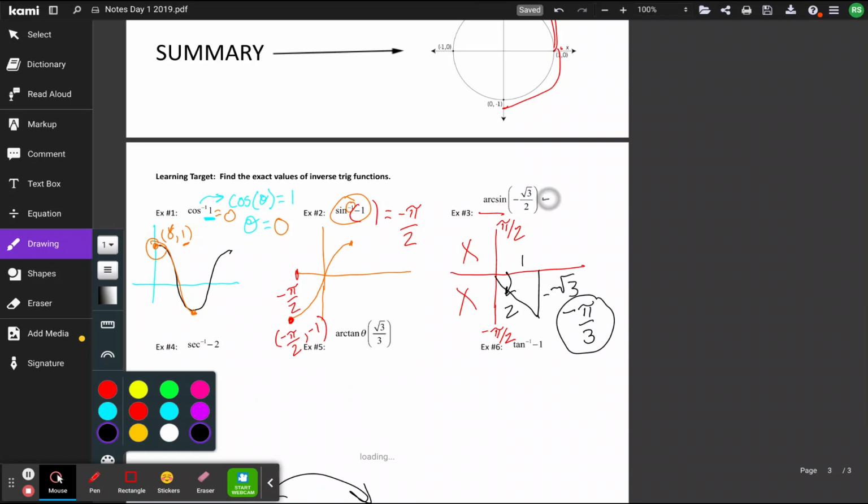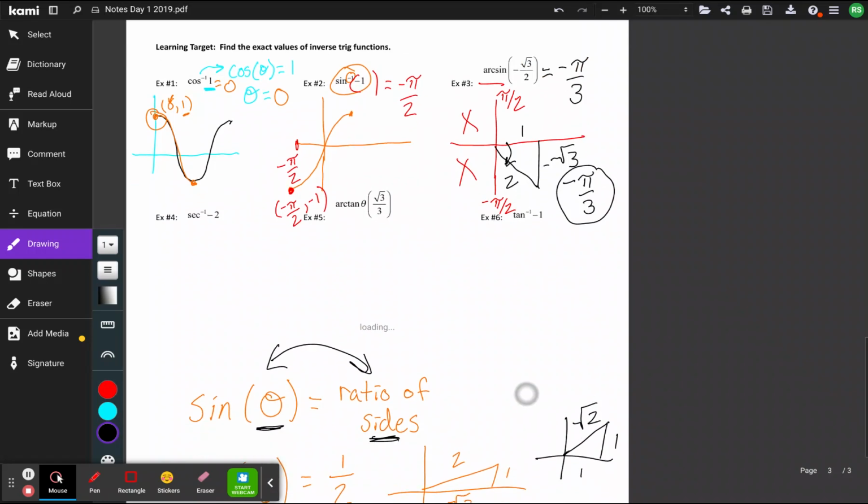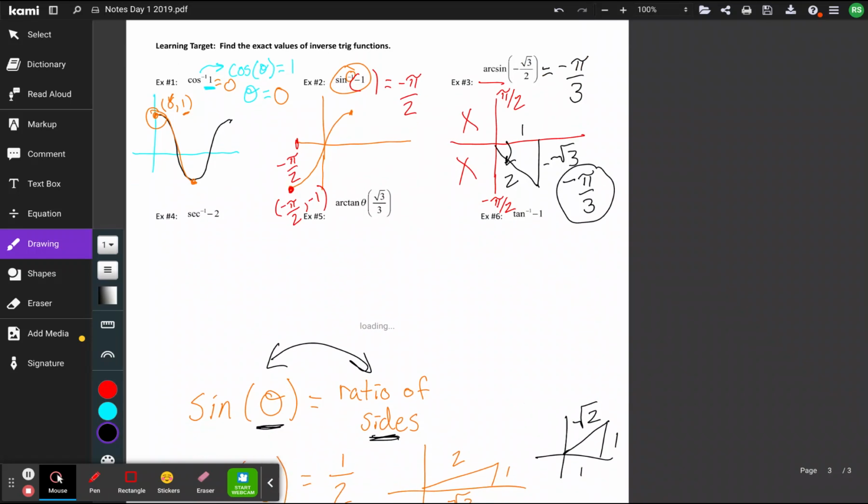So ratio of sides goes in. A radian measure comes out. Sure, we could also write this as 5 pi over 3, but remember we are restricting our domain to fall between negative pi over 2 and pi over 2, so we are just looking at quadrants 1 and 4. 5 pi over 3 is the same as negative pi over 3, but negative pi over 3 falls within our window. I'm going to allow you guys to fill out the next 3. I'll show the solutions, and then you can start your practice for today.